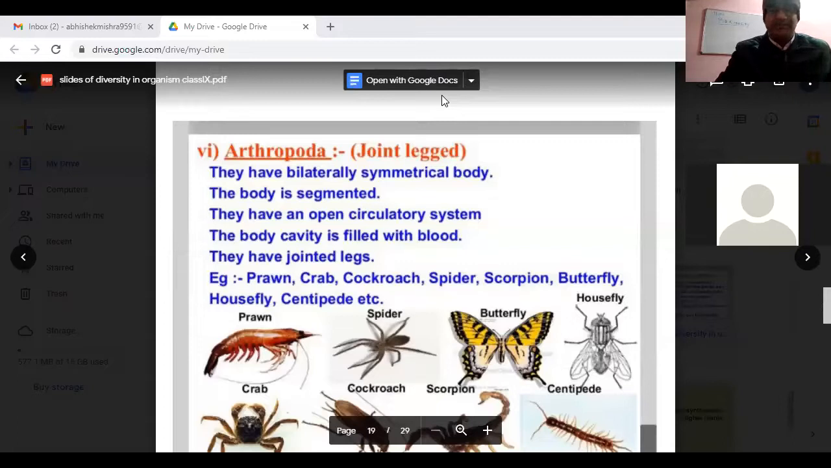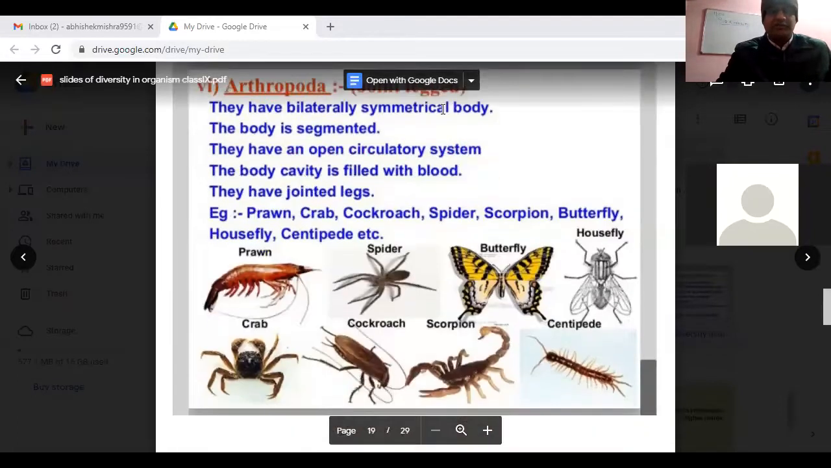Even you can see the images. Now, the most important thing regarding Arthropoda, students, is that it is, we can say, the largest phylum under kingdom Animalia. A huge number of organisms are included under Arthropoda.